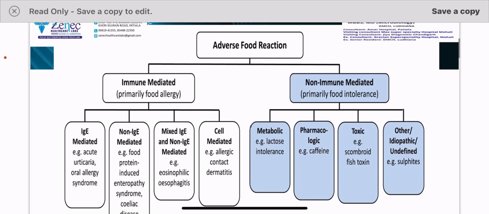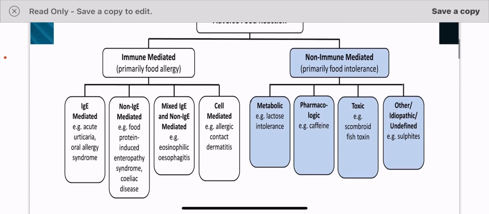So adverse food reactions could be immune mediated, which is allergies, and non-immune mediated, which is the intolerance word which we are using. The immune mediated usually could be IgE mediated, which can cause acute urticaria, oral allergy syndrome. Non-IgE mediated can cause food protein induced enteropathy syndrome, celiac disease. Mixed IgE and non-IgE mediated can cause eosinophilic esophagitis, and cell mediated can cause allergic contact dermatitis, which is a skin symptom. Non-immune mediated is food intolerance, or intolerance, which we commonly use.